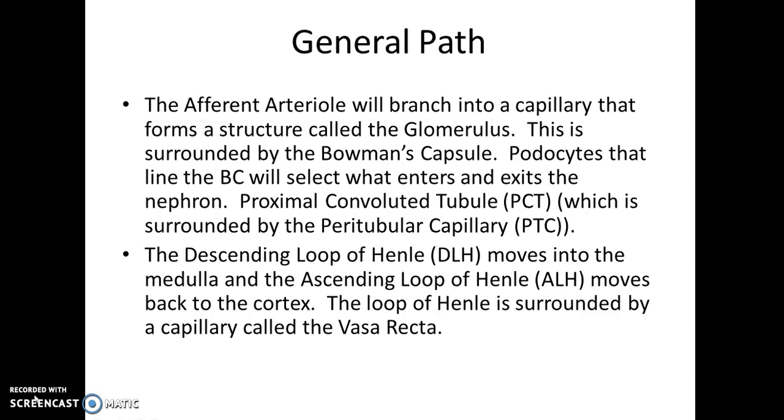This is the second screencast in excretion. We ended with this one last time. It was really quick, but we went over how the Bowman's capsule went to the proximal convoluted tubule, which was surrounded by the peritubular capillary, and from the proximal convoluted tubule to the descending loop of Henle, which moves to the ascending loop of Henle, and those are in the medulla. It moves back to the distal convoluted tubule. The loop of Henle is surrounded by the vasa recta.